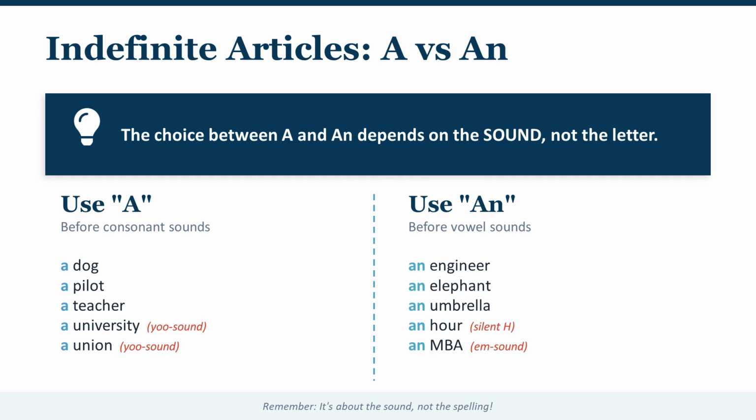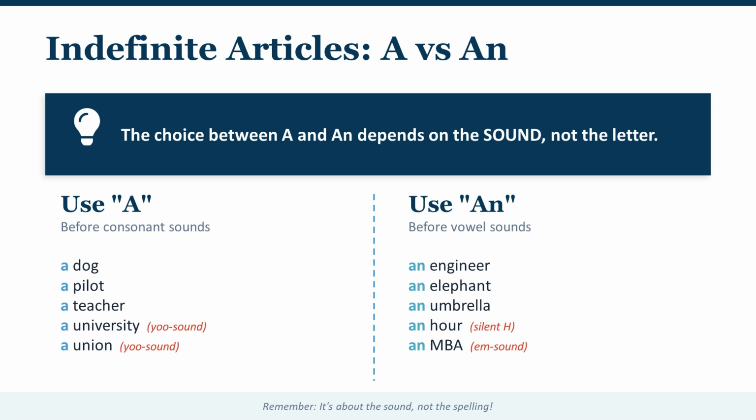The most important rule to remember is that the choice between a and an depends on the sound of the word that follows, not the letter it starts with. We use a before words that begin with a consonant sound. For example, a dog, a pilot, a teacher.